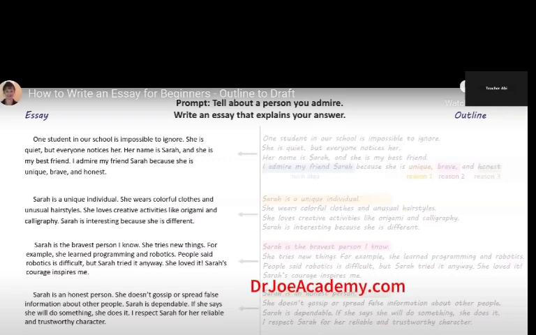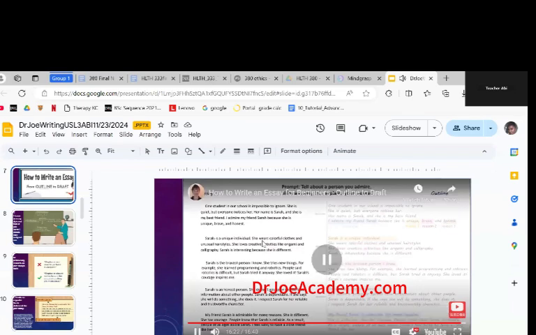Perfect. Thank you so much, guys. Do you guys kind of understand this essay writing right now? This is an example of the first portion of the video, which is how to plan out and brainstorm your essay. On the right side over here is an outline of the essay, and on the left side over here is the actual essay itself.